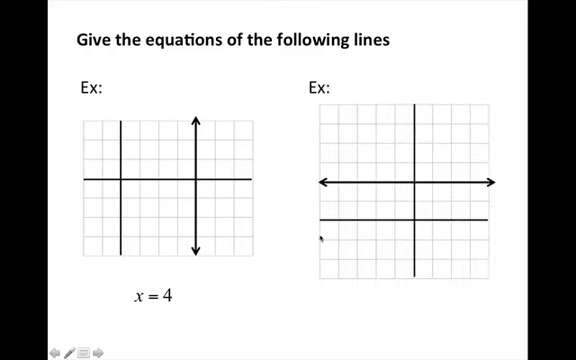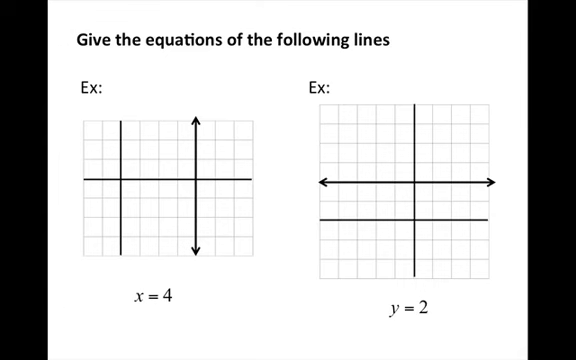In the next example, I have a horizontal line. Since I have a horizontal line, I know my variable used is a y. So to determine the variable in your equation, you decide if the line is vertical or horizontal. Next, I determine my number. Since this line is passing through 2 on the y-axis, the number in my equation is going to be a 2. So I have the equation y equals 2.